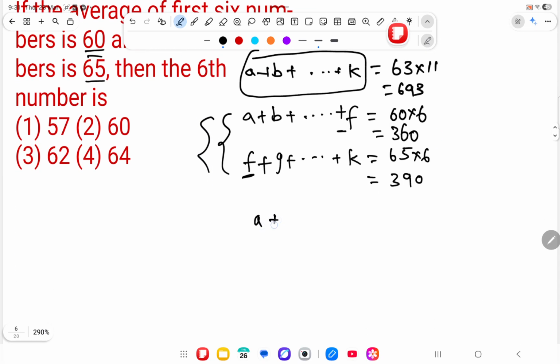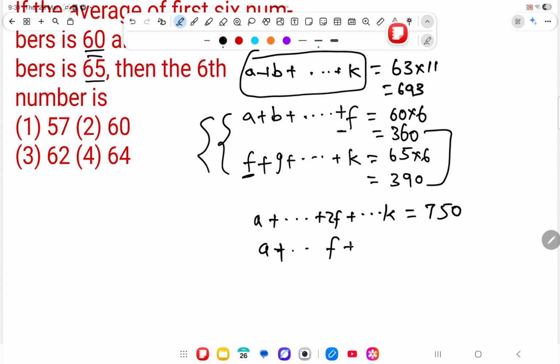Means A and so on, 2F and so on, K will give total 750. Then A and so on, F and so on, K will give 693. The difference is F is equal to 57. This is one of the methods. But see the best method: my average is given 63, total 12 members.